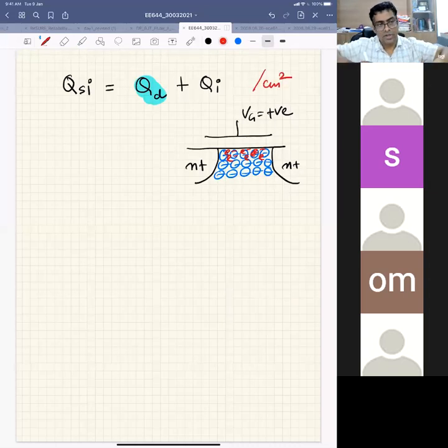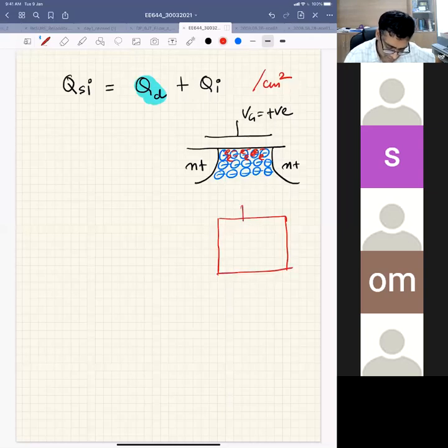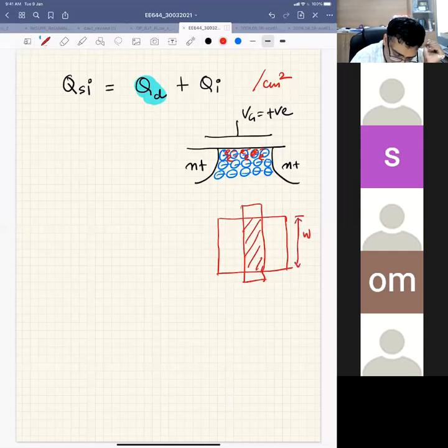When you look at the surface, if you look at the layout of a transistor, this is the effective area of the transistor, the active region. So W times Lg. This is my width, and this is Lg.